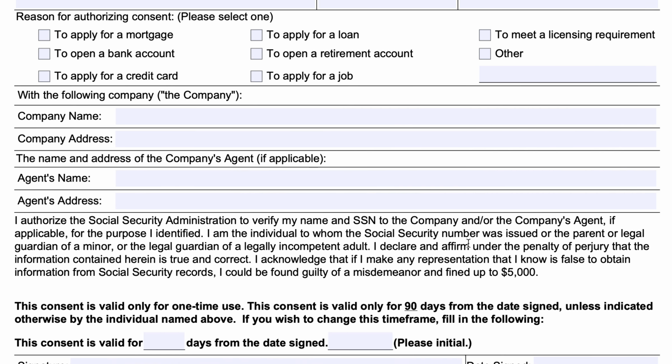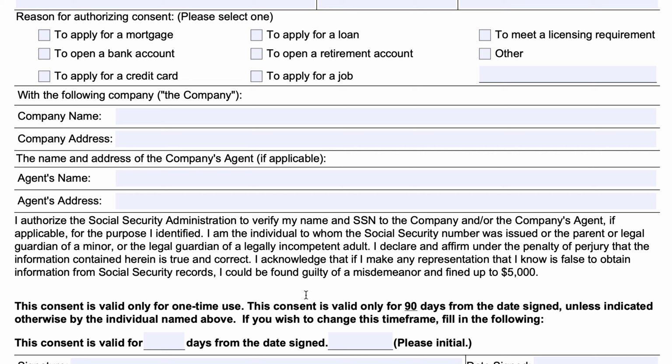So this middle section right here just basically states exactly what you intend to do. That you authorize the Social Security Administration to verify your name and Social Security number to the company or the company's agent, if applicable, for the purpose that you've identified. You are the individual to whom the Social Security number was issued, or the parent or legal guardian of a minor, or the legal guardian of a legally incompetent adult.